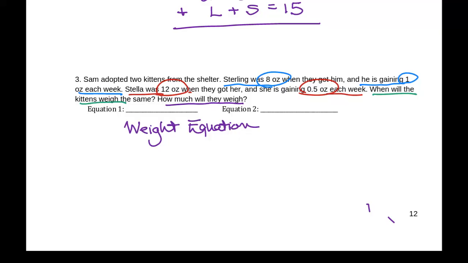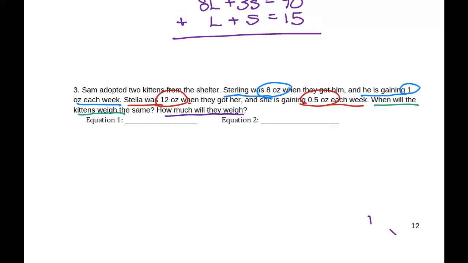No, I don't think that's what we're going to look for here. I think what we're going to do, and I know that was the bell, I think we're going to have a Sterling equation, and we're going to have a Stella equation. Okay? When will the kittens weigh the same? So Sterling, hang on. Sterling is 8 ounces. He's gaining 1 ounce each week.